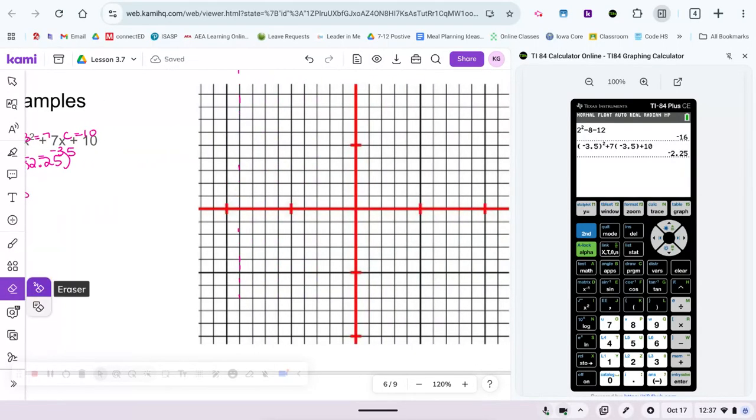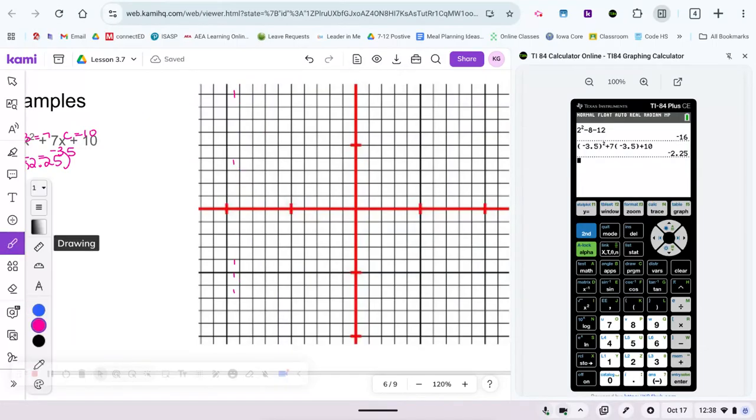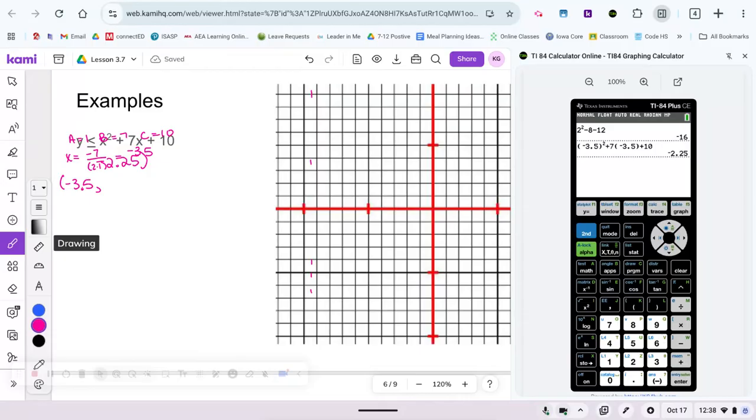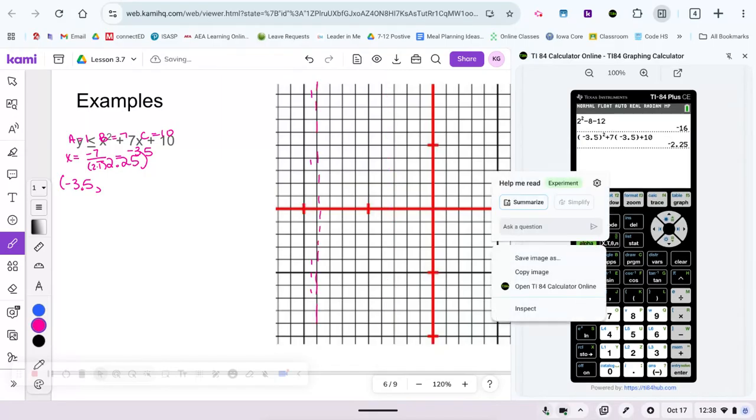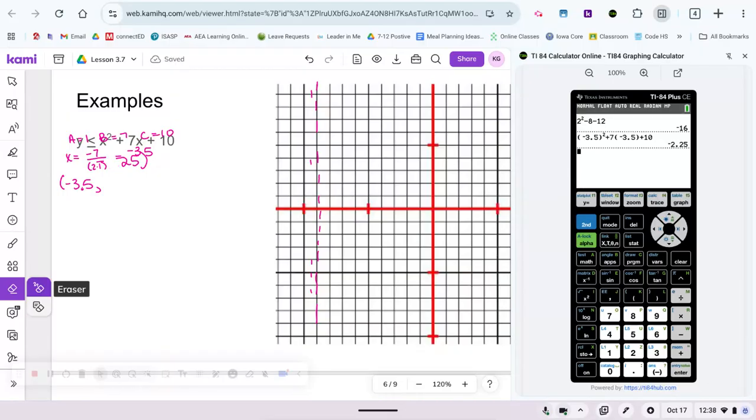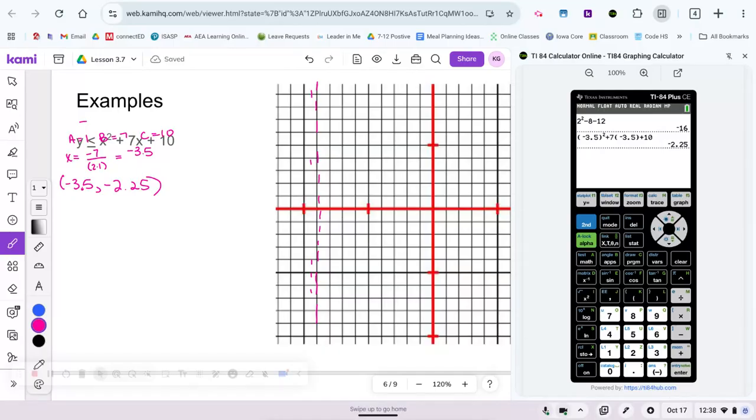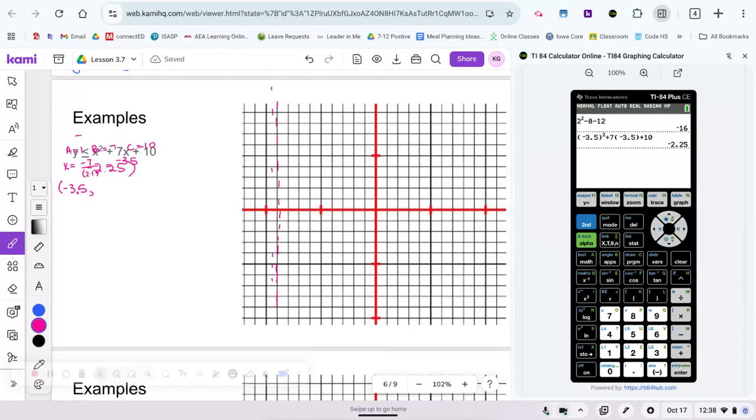I see I did not graph that in the right spot. Negative 3.5 is here, and negative 2.25. Why did everything scoot over? Why did it move over again? Well, I don't know what's going on with my graph, why the line keeps jumping over as I'm writing, so we're just gonna, I don't know, what is going on?